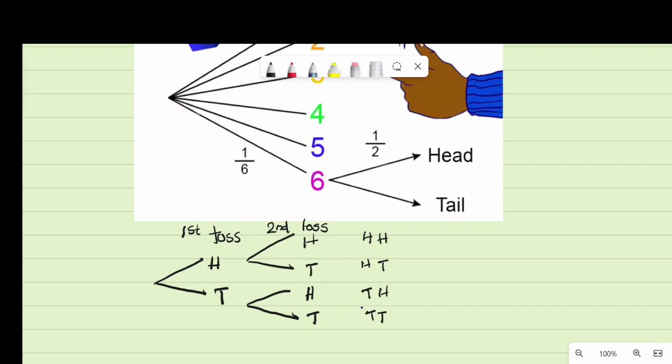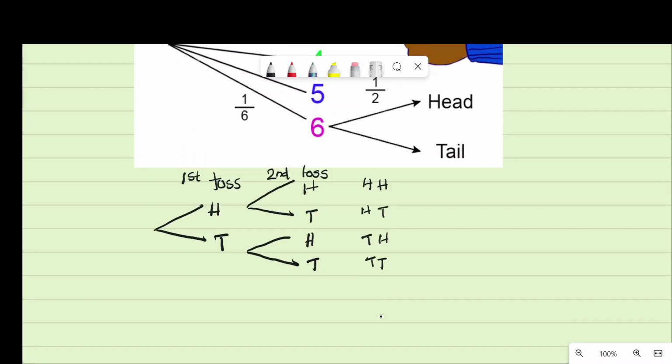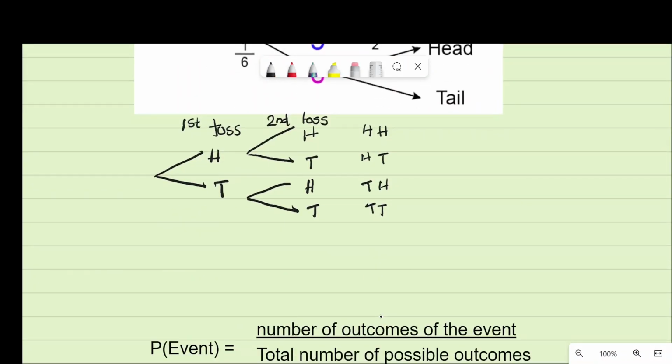Now, how many outcomes did we get after tossing the coin twice? We got 1, 2, 3, 4 outcomes. After tossing the coin 2 times, we got 4 outcomes. So these are the outcomes. Maybe now you remember what these outcomes, events, and all that are. Let's go to the formula for finding the probability of an event.